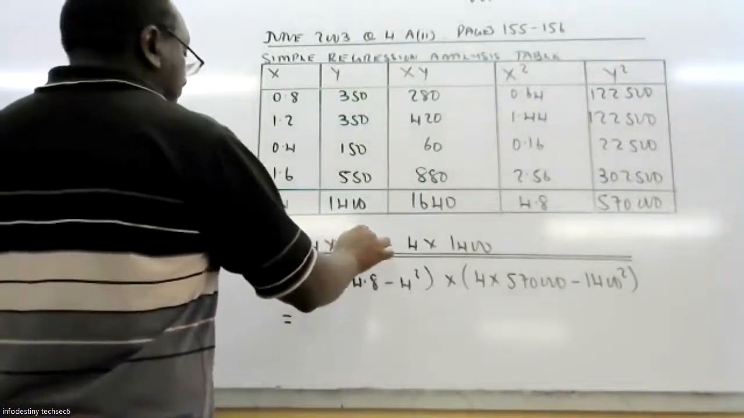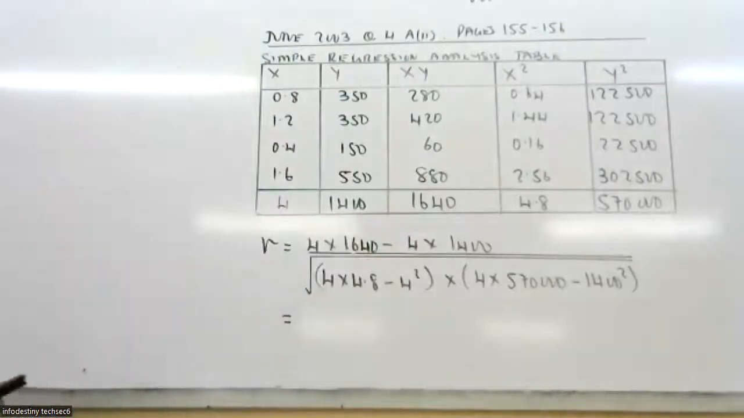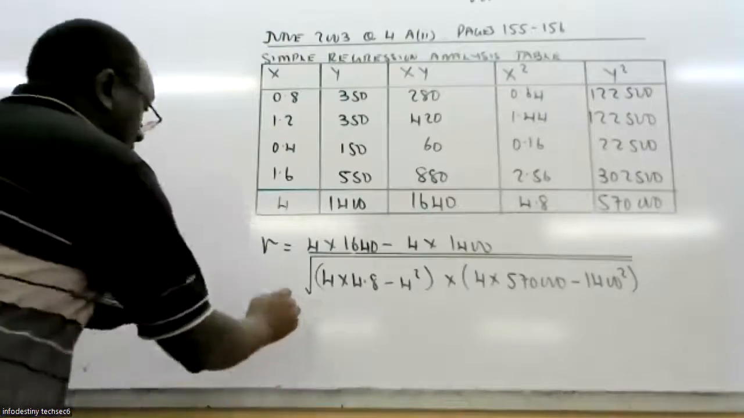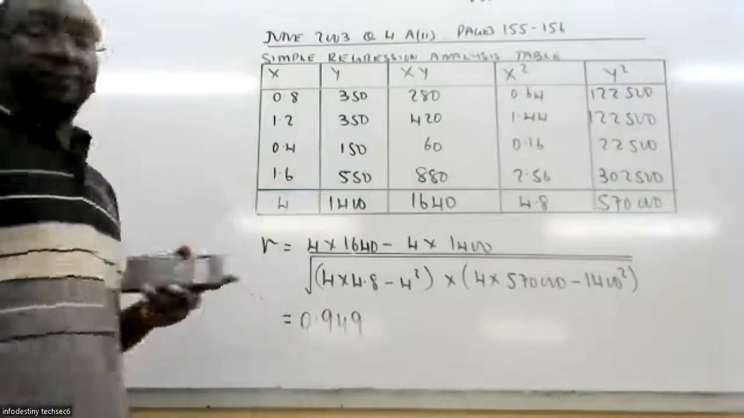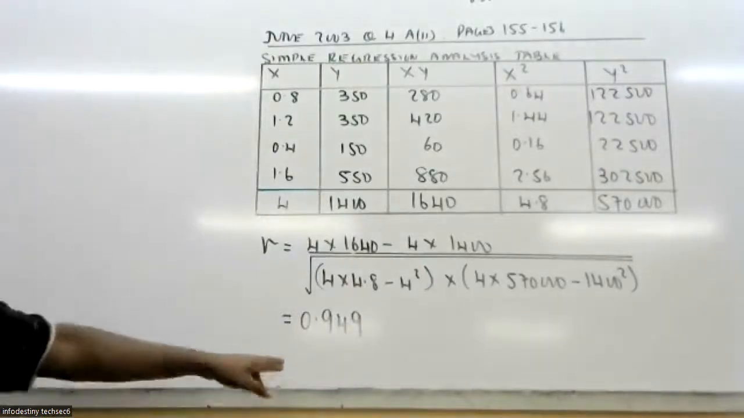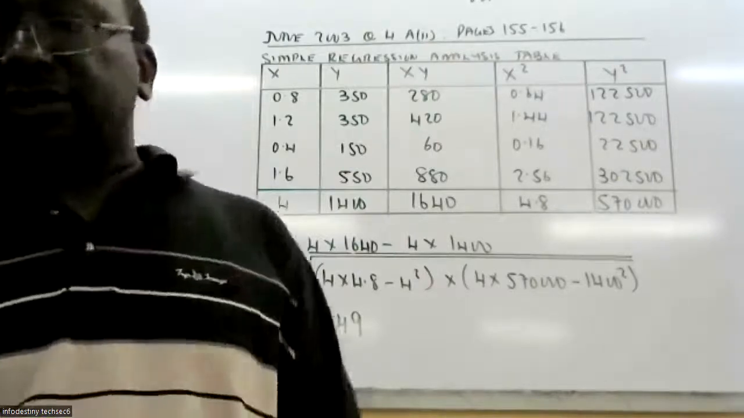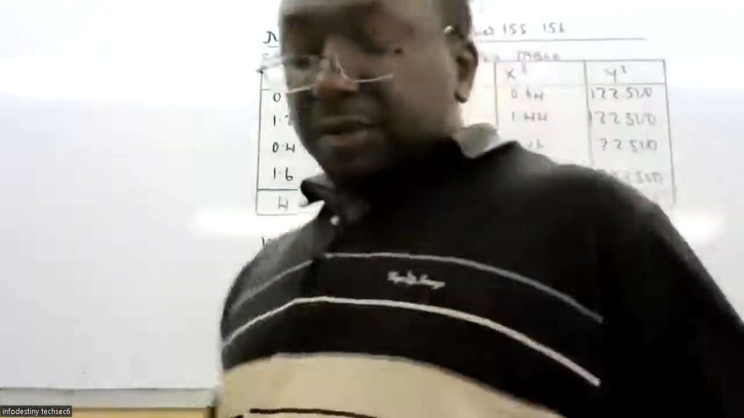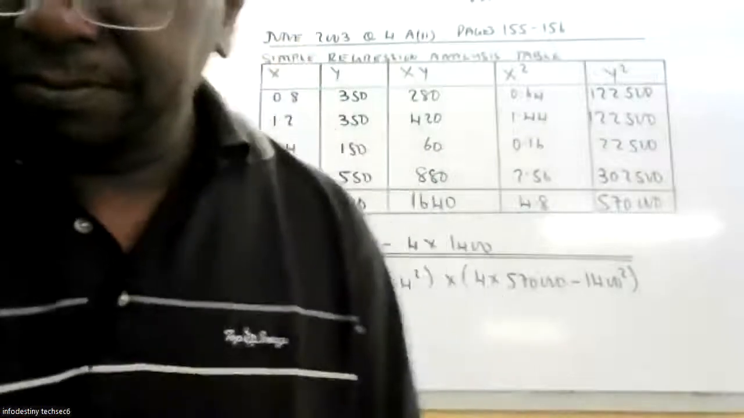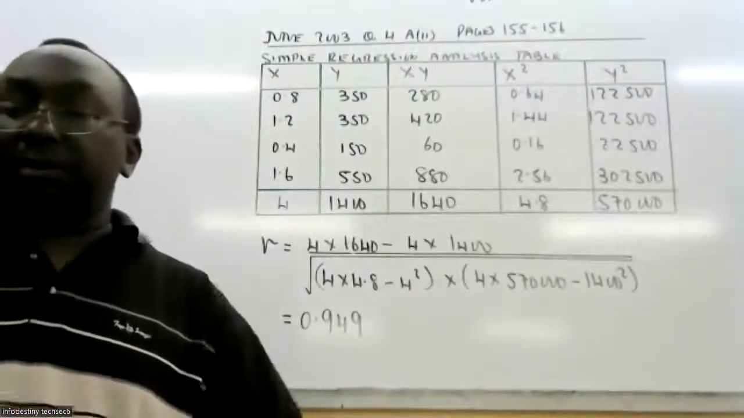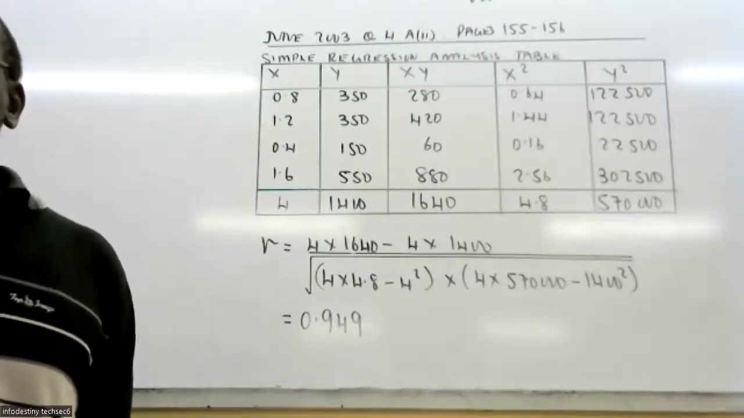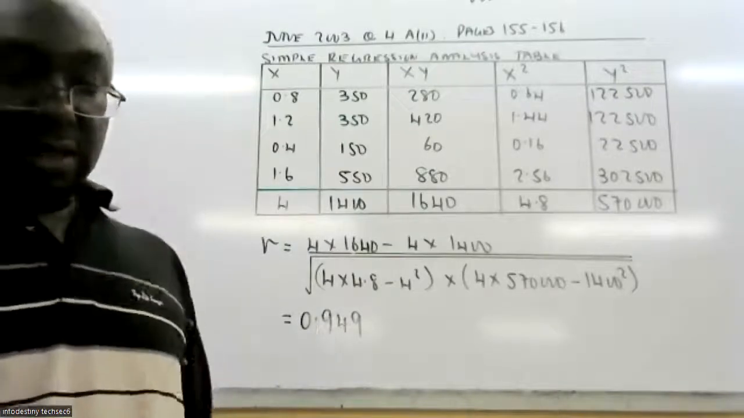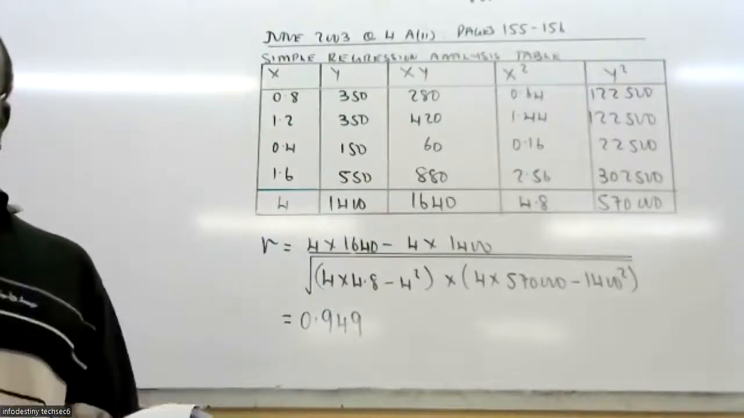You are getting 0.949. Good. And we can comment there, right? This shows a very strong direct relationship between machine hours and maintenance costs in the above case.